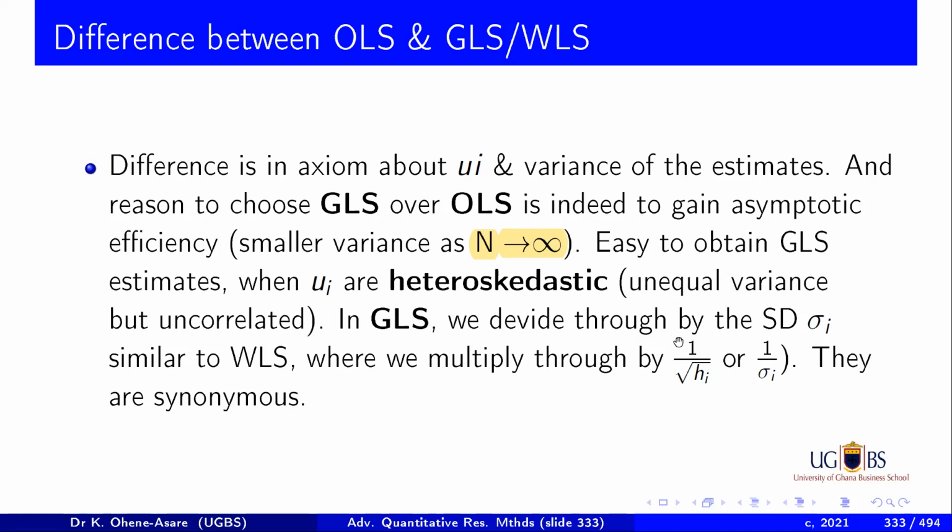So in GLS, what we do is divide through by the standard deviation, similar to the WLS. Now, you might hear of WLS, you might hear of GLS. They are almost the same. I'm going to show the two of them. It's the way you choose that constant to multiply. So in the case of WLS, you are multiplying by 1 over the standard deviation. In the case of the GLS, we also multiplied by 1 over the square root of h_i. So they are more or less the same.